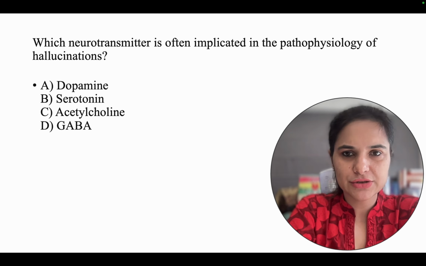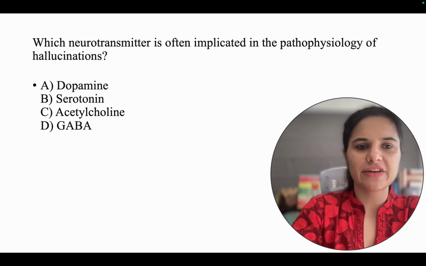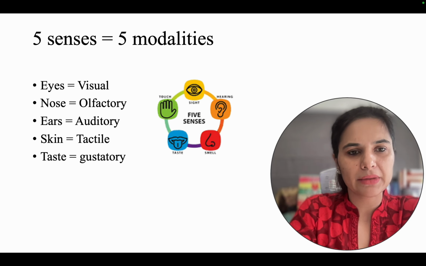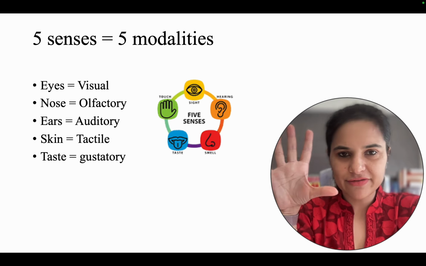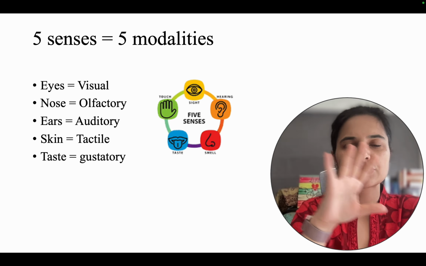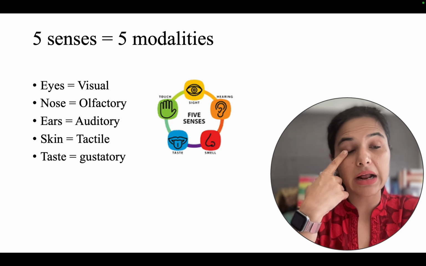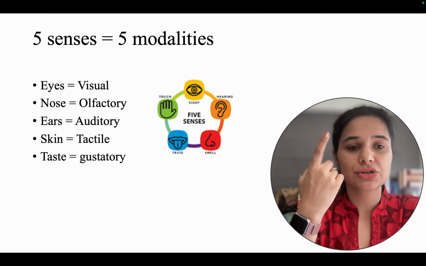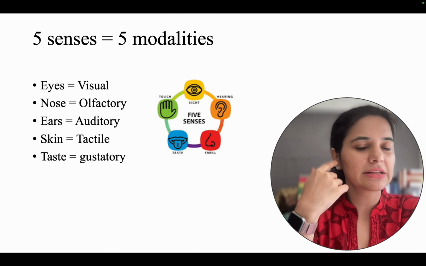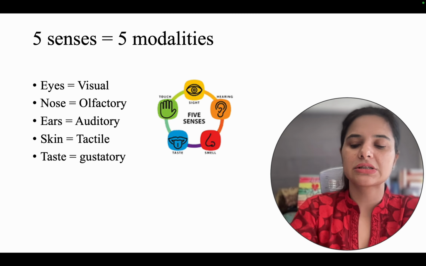Which neurotransmitter is often implicated in the pathophysiology of hallucination? The answer is dopamine. Yes, serotonin too, but dopamine primarily. Now, the 5 types of hallucinations are in the 5 modalities, because we said they are the disorder of perception. So this is how we perceive, right? Through our eyes, which is the visual hallucination, the olfactory, which is the nose, the auditory, which is the hearing, the skin, which is the tactile, and the taste, which is the gustatory.